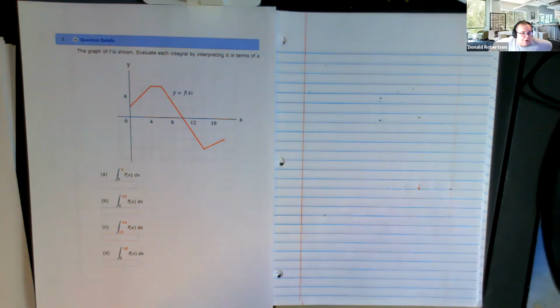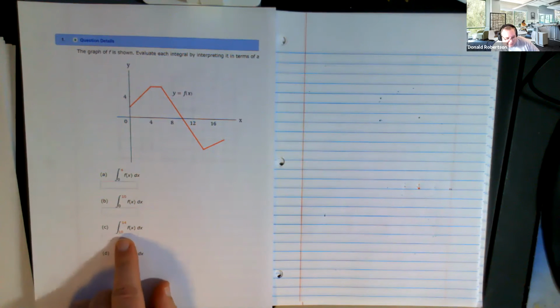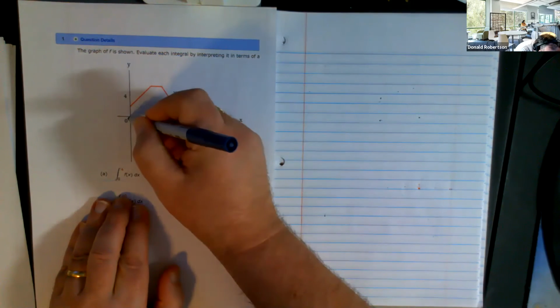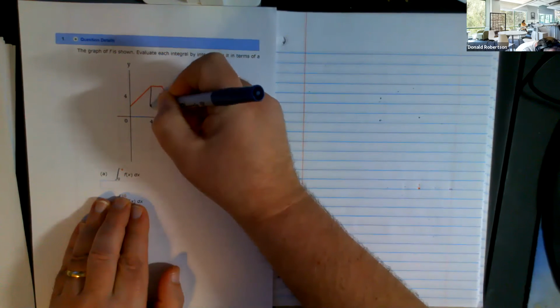Here's a question. In fact, it's a version of question 1 from that section. You're being asked to find the area from 0 to 4, the area from 0 to 10, from 10 to 14, and finally from 0 to 18. I'm going to show you how you would be able to do it and get an exact answer. Let's start with the first one, the area from 0 to 4.